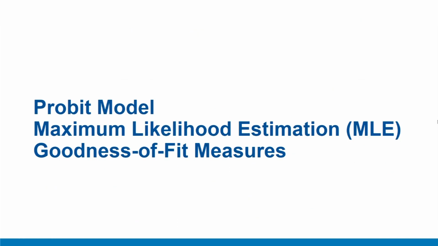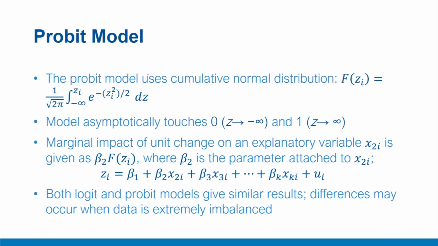In this video, we'll briefly summarize three important topics, which is the probit model, maximum likelihood estimation (MLE), and goodness of fit measures. The mathematics can be ugly and out of the scope of discussion. Only a brief summary is warranted here. First, let us quickly summarize the probit model.